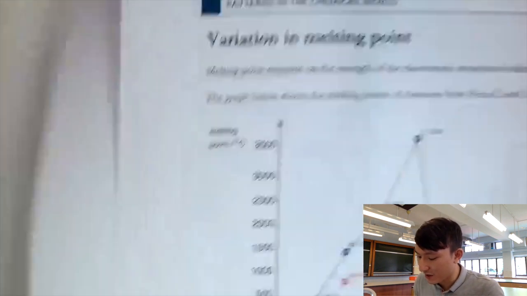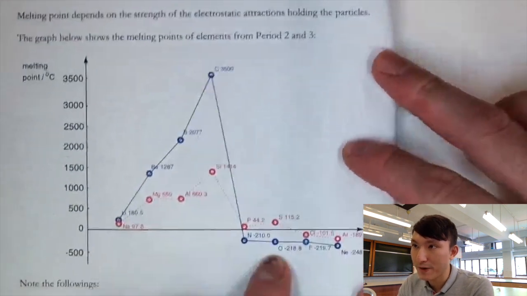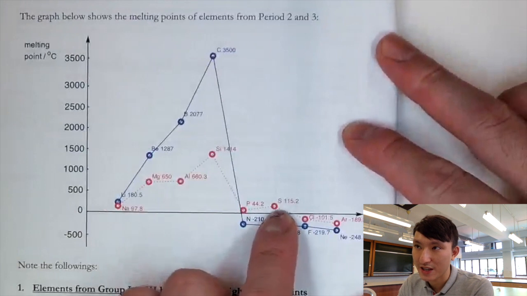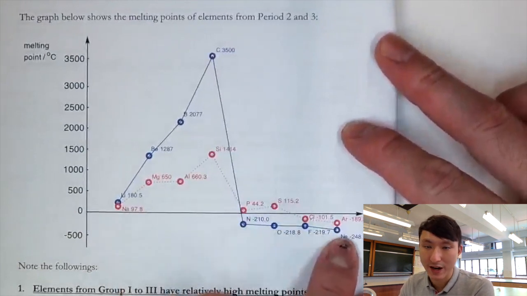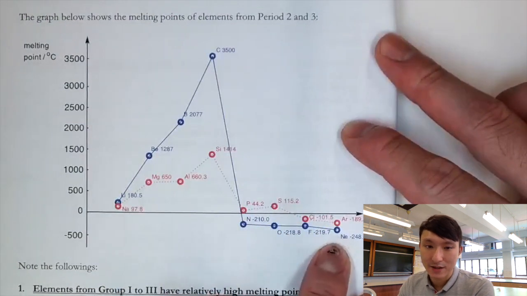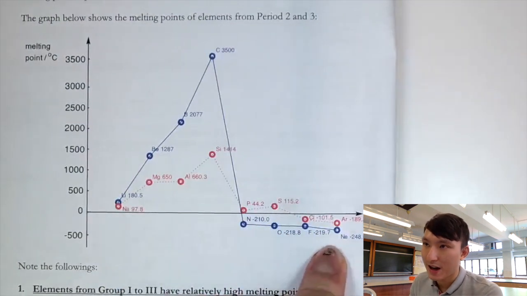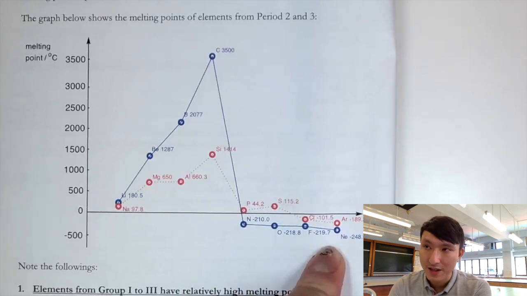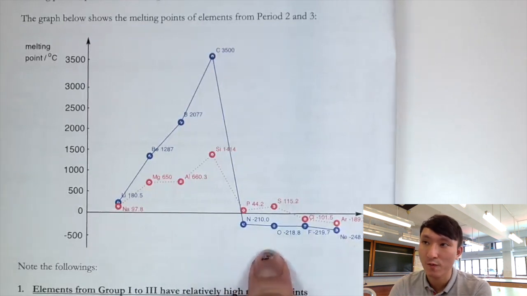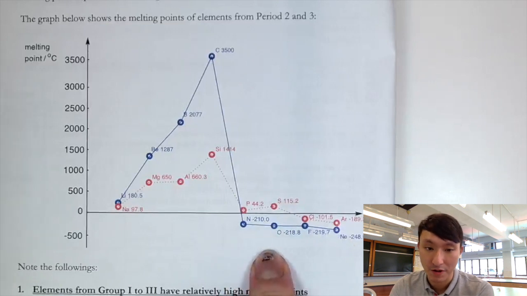Now this one, as you can see from the graph here, period 3 is the red one, which is in general higher than the period 2 elements, right? So why is that? It's quite simple, because they all have simple molecular structure, so the melting point depends on the strength of intermolecular force. And in this case, they are all having van der Waals force because they are all nonpolar.